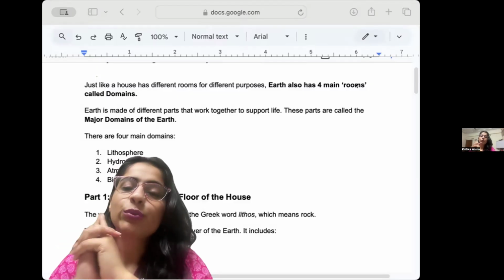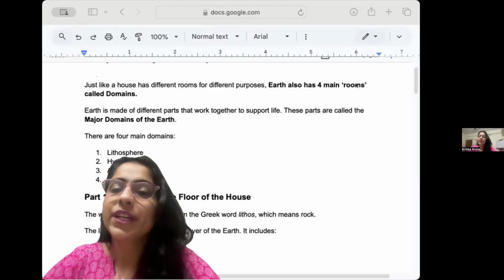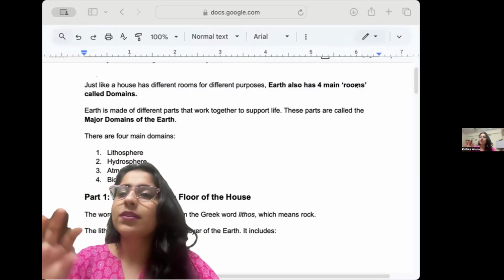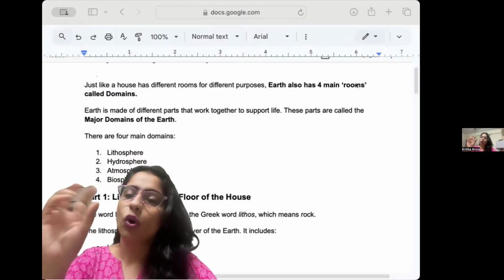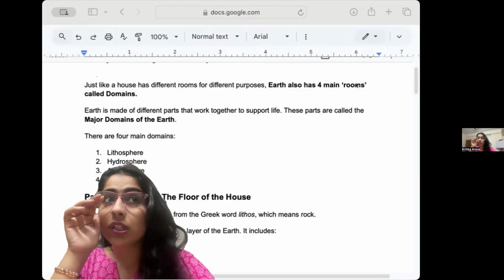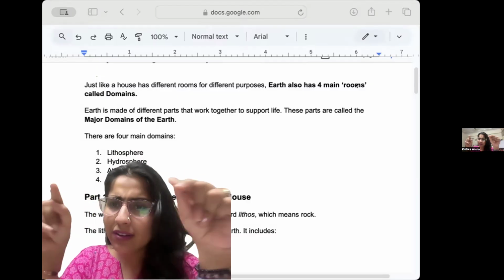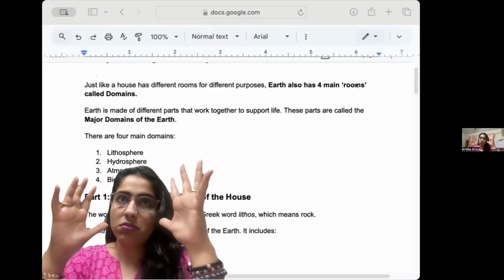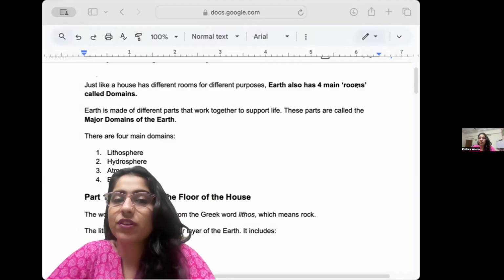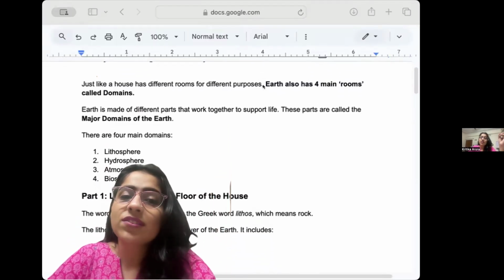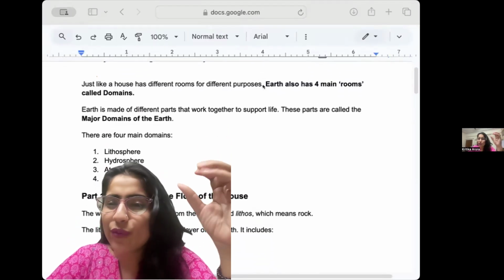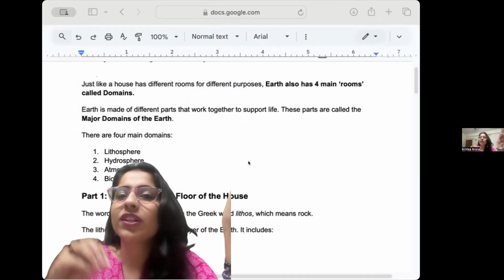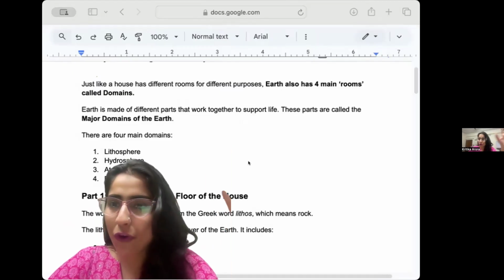So, let's get quickly to today's topic, which is on major domains of the earth. When we say a domain, what do we understand? That we are basically trying to talk about a particular part or a particular space. So, what if we consider Earth as a house? Have you ever thought of Earth being a big house? And then every domain of the Earth is a room of that house.